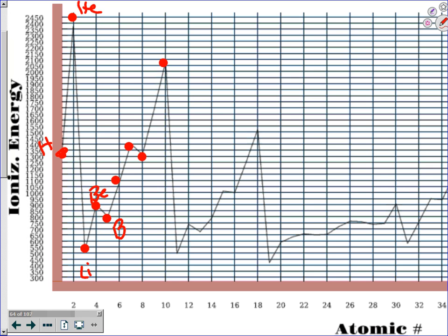Generally, as we go across the periodic table, what is the general trend for ionization energy? From left to right? Increases because of increased what? Protons, or Zeff, or effective nuclear charge, or Coulombic attraction, however you want to say it. So hydrogen's low, helium is high. Boom, boom, done. Lithium is low, beryllium is higher. We're doing good so far, but then here's an exception.